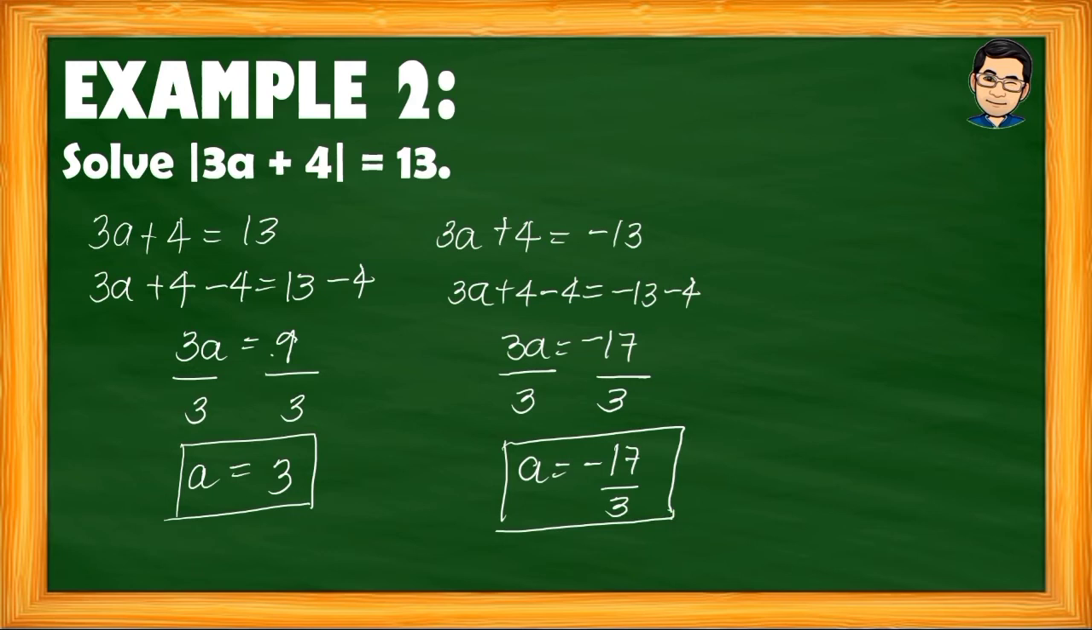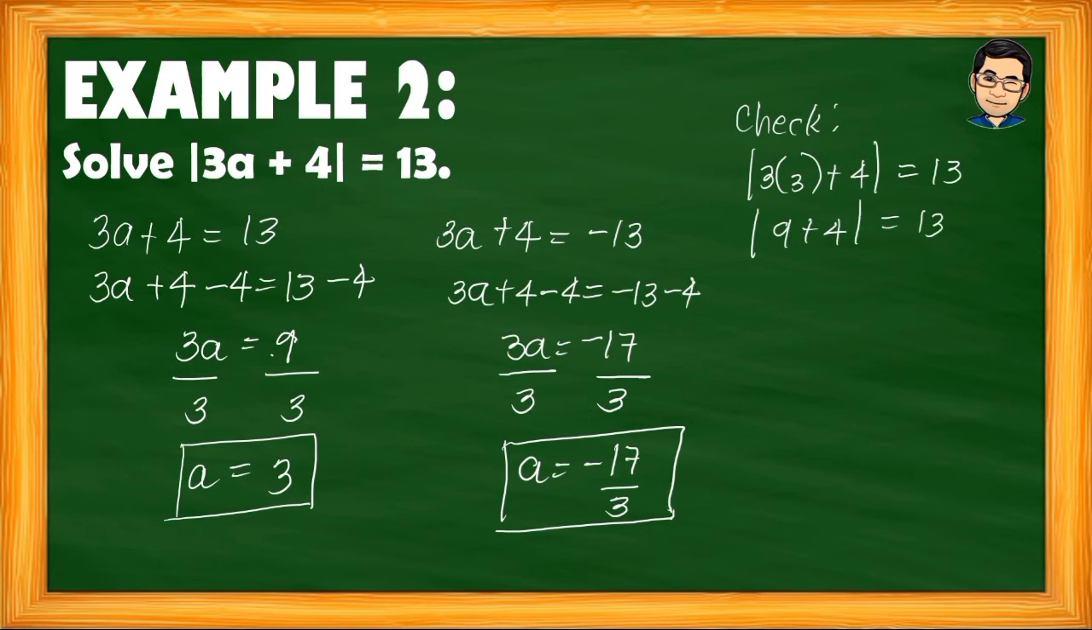So, let's check. a equals 3 first. So, the absolute value of 3 times 3 plus 4 equals 13. 3 times 3 is 9 plus 4. So, the absolute value of 9 plus 4 is 13. So, 13 is equal to 13. So, our value a equals 3 is correct.